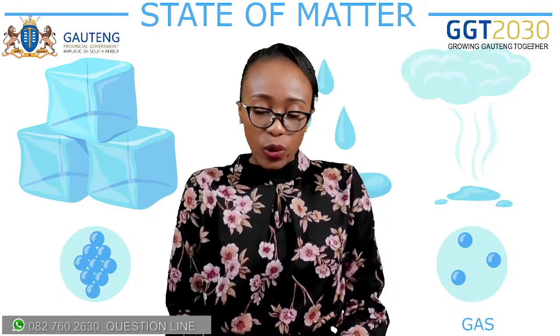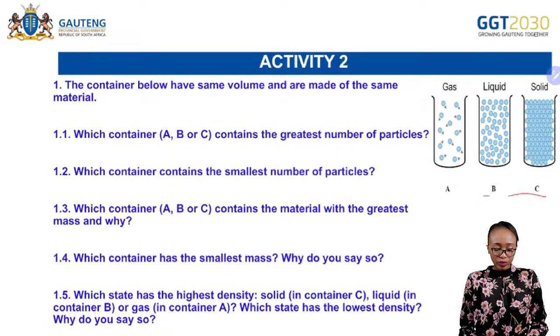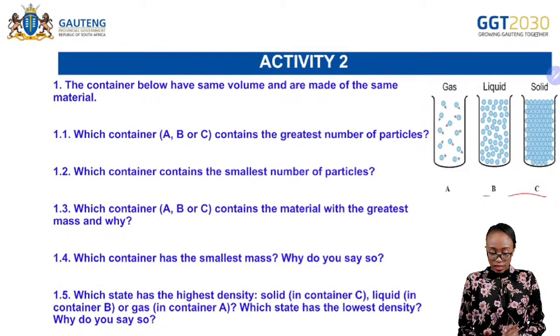Okay, so here are the questions. We're just going to have a quick run through and then we'll look at the solutions together. So we have 3 containers: container A, container B, and container C. Container A has a gas, container B has a liquid, and container C has a solid.